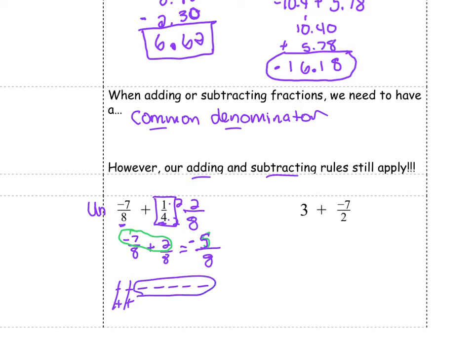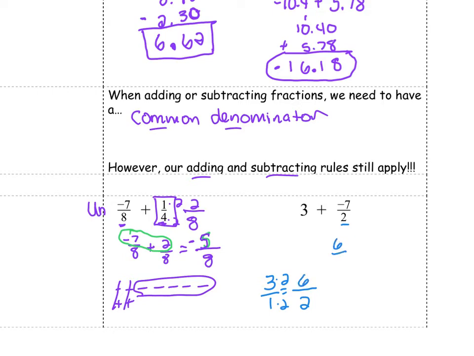For this next problem, it seems a little tricky because the 3 doesn't have a denominator. So we have to change it into a number that has a denominator. So any whole number over 1 is the way we write that as a fraction. And we need a denominator of 2. So 1 times 2 is 2. So we have to multiply this top by 2. So now I have 6 halves.